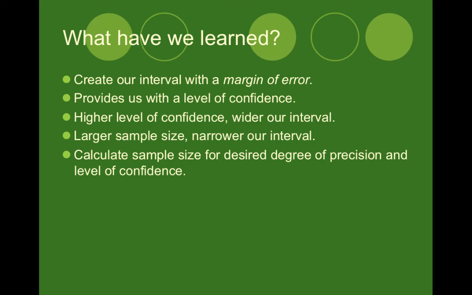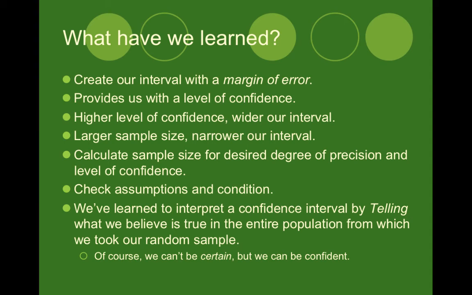You always want to calculate a sample size for the desired degree of precision, which is our margin of error, and our level of confidence. You have to check your assumptions and conditions. And again, it's not enough just to list them and put a check mark. You must actually check them. And then lastly, we've learned to interpret a confidence interval by telling what we believe is true in the entire population from which we took our random sample. Of course, we can't be certain, but we can be confident.